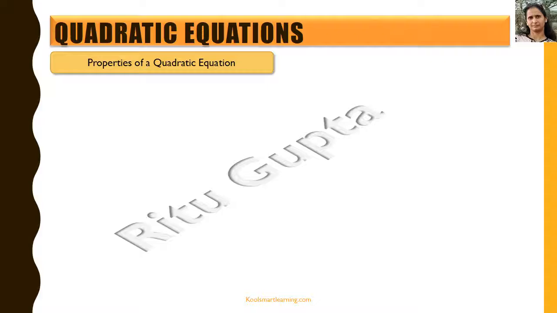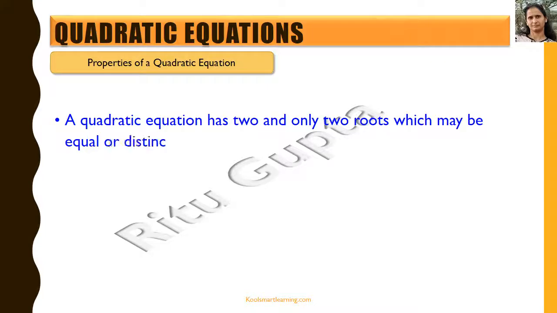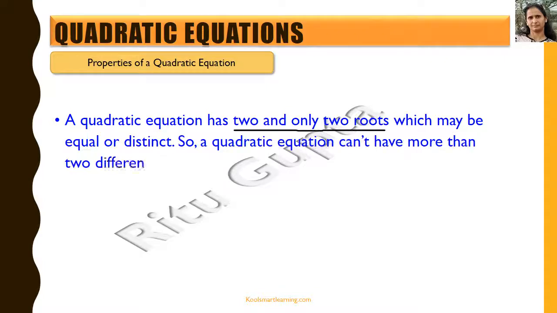So friends, now let's look at the properties of a quadratic equation. A quadratic equation has two and only two roots which may be either equal or distinct. A quadratic equation cannot have more than two different roots. So the two roots that a quadratic equation may have may be same or different. If this is the quadratic equation that we are talking about, it may have two distinct roots or two equal roots.